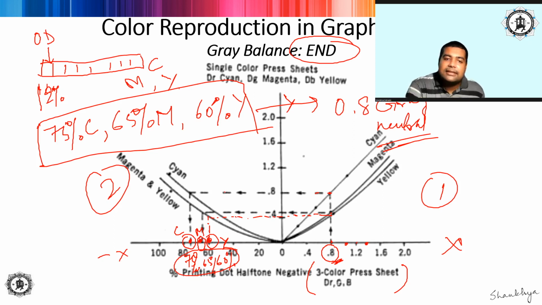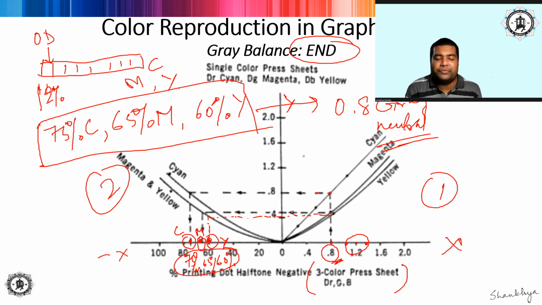I said that in order to get a density, if you consider a neutral gray density of 1.2, and you measure the gray area having a density of 1.2 in the three-color press sheet through the red filter, green filter and blue filter, then the densities will be equal. Now, why am I saying this? Even in the earlier lecture, I had given a little bit of introduction to this idea.